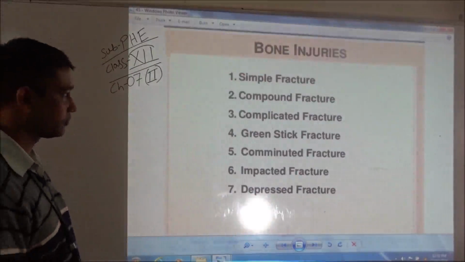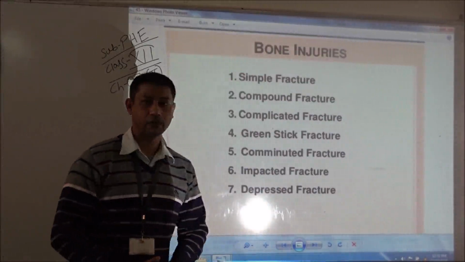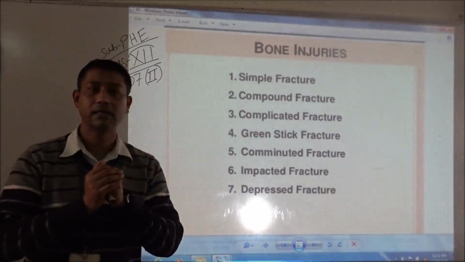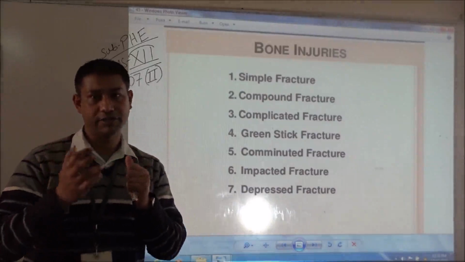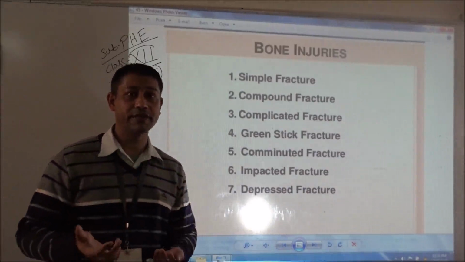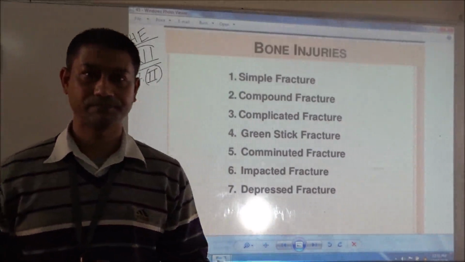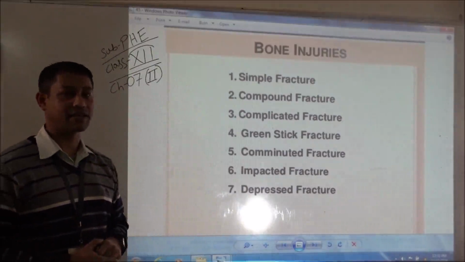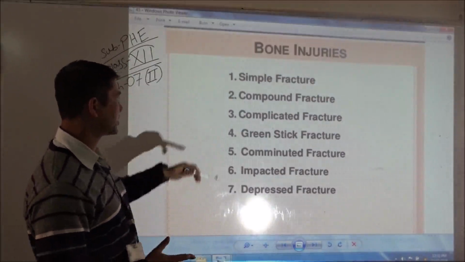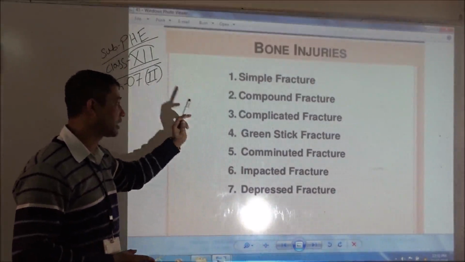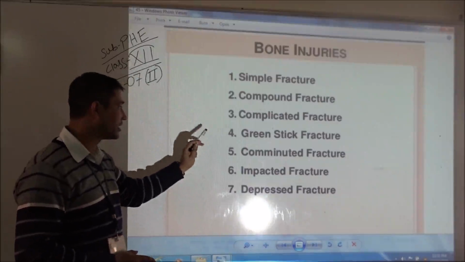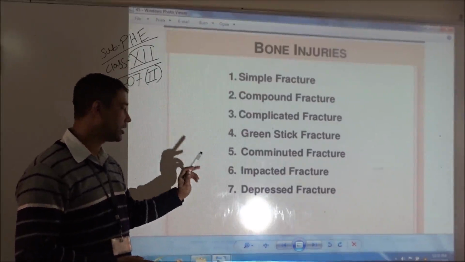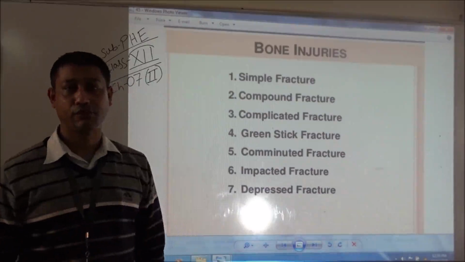Moving ahead. Next is bone injury. We have discussed hard injury and soft tissue injury. So bone injuries come under hard injury. Basically, bone injuries mean fracture. So here we are going to discuss various types of fracture, students: simple fracture, compound fracture, complicated fracture, green stick fracture, comminuted fracture, impacted fracture, as well as depressed fracture.